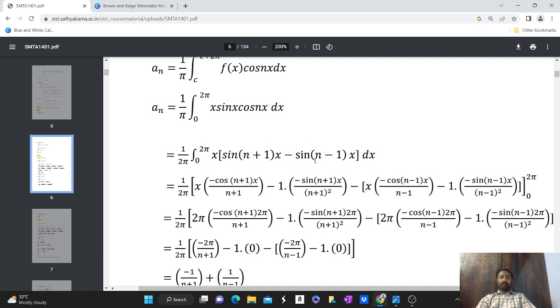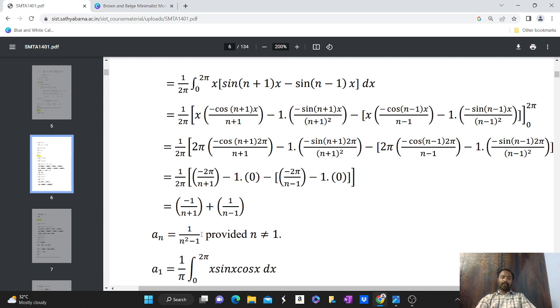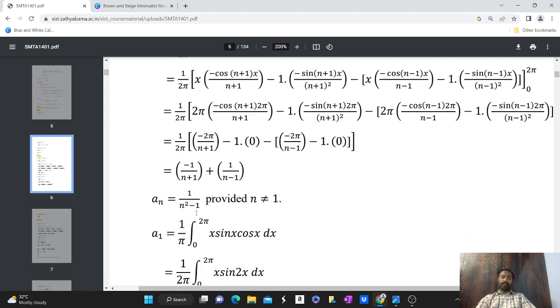So here the two terms are given, x sin n plus 1 x and x sin n minus 1 x. So again we use the Bernoulli's formula and substitute the values using upper limit 2 pi and lower limit 0. Substituting and cancelling the values, we get an equal to 1 by n square minus 1, provided n is not equal to 1.